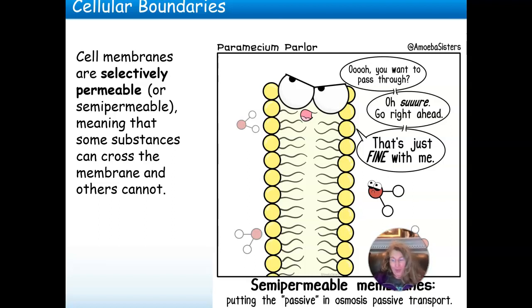An example of what permeable means. So the plasma membrane is selectively permeable, meaning it's only going to let certain things into the cell and certain things out of the cell. And we'll talk about that more in detail when we get to homeostasis.